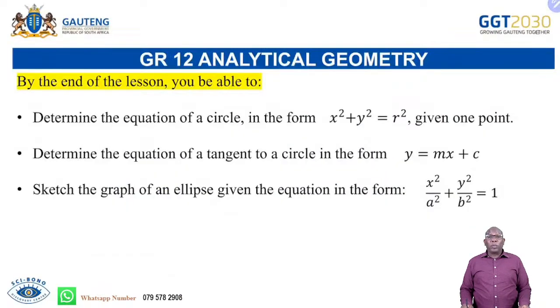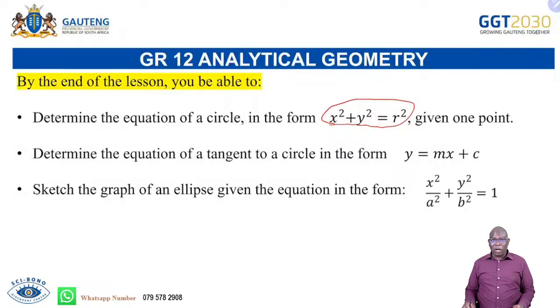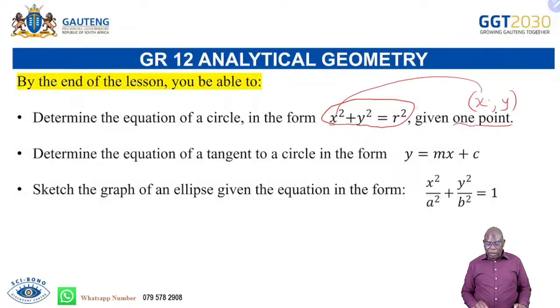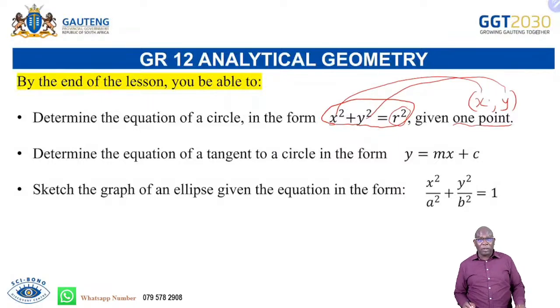What you must be able to do by the end of this lesson is determine the equation of the circle in the form x squared plus y squared equals r squared. Remember, we're preparing you for the prelim examination and also for the final examination, so that you understand how we get the equation of the circle. Obviously, you'll be given 1 point. With a point you have got an x and a y, so we substitute the value of x and the value of y to get the value of r squared, which is the radius squared.